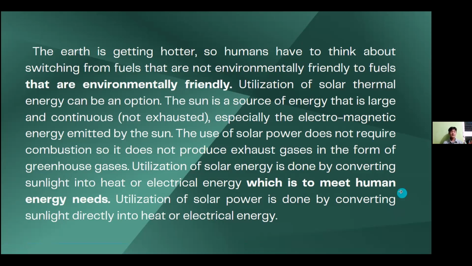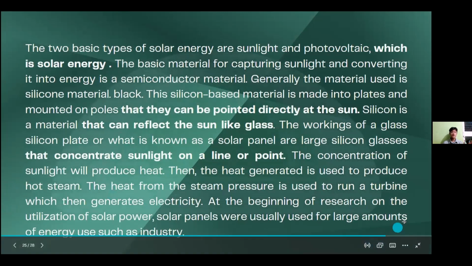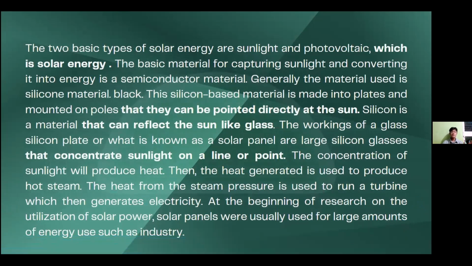Next, utilization of solar power is done by converting. Okay, the two basic types of solar energy are sunlight and photovoltaic, which is solar energy, which both are adjective clauses explaining the preceding words, sunlight and photovoltaic. The basic material for capturing sunlight and converting it into energy is a semiconductor material. Generally, the material used is silicon.